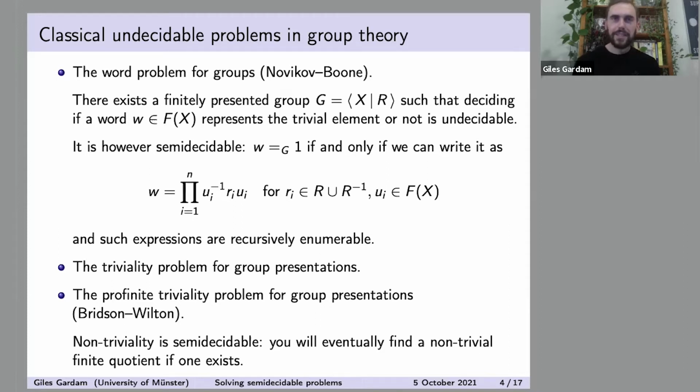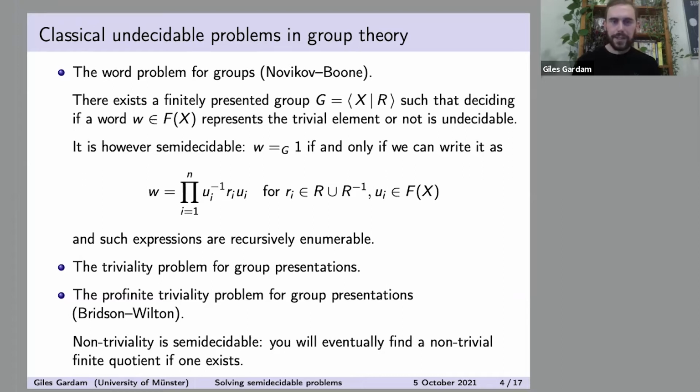The reason I like this is that, okay, so Bridson and Wilton proved that it's undecidable, but it's easily seen to be semi-decidable. And the half of the problem that we can do is actually the non-triviality direction. So that's why I like it. It has the opposite flavor of the other two. If there is a non-trivial finite quotient, eventually we can find it, say by enumerating all maps from our generators to finite symmetric groups, and for each of them checking if the relations in the group are satisfied. If they are, then we've got an actual group homomorphism.